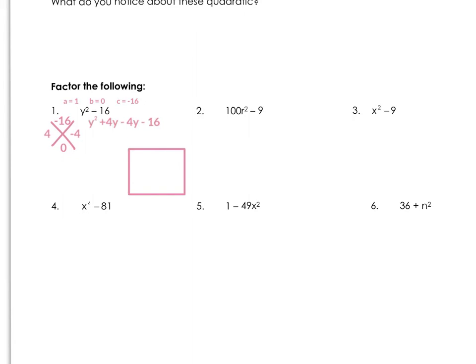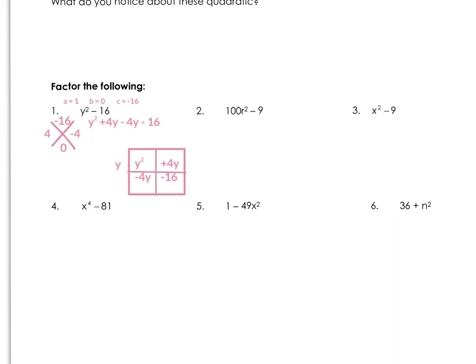So I have the y squared plus 4y minus 4y minus 16. Then I can fill those into my box. And then we just do what we've done before. We find the GCF in the first row here, y squared and the 4y. The GCF there would be a y, so I can pull that out and put it in front of the box. And then we just need to work backwards to figure out what needs to go in the other spot.